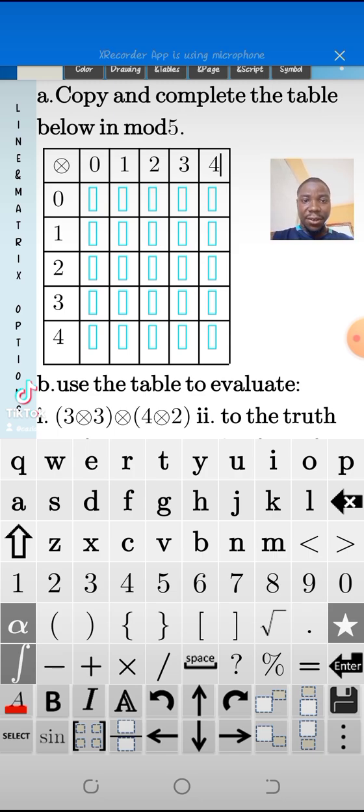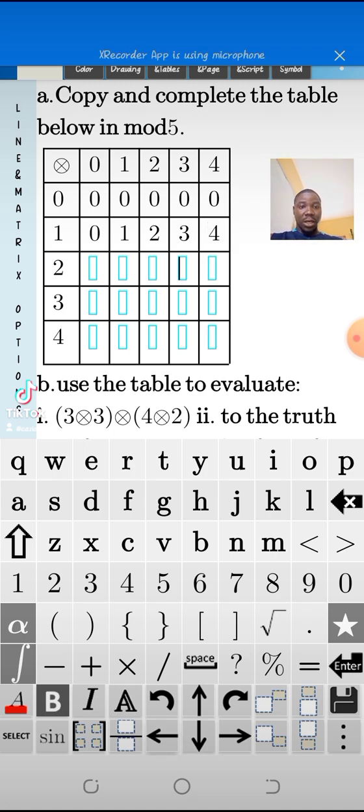So let's look at the first part now, on how to multiply using the modular table. You just say 0 times 0, that's 0. Then 0 times 1 is also 0. 0 times 2 is 0. 0 times 3 is 0. 0 times 4 is also 0. Now, let's look at the second row. Now we have 1 multiplying the elements in the first row. So 1 times 0 is still 0. 1 times 1 is 1 in mod 5. 1 times 2 is 2 in mod 5. 1 times 3 is 3 in mod 5. 1 times 4 is 4 in mod 5.